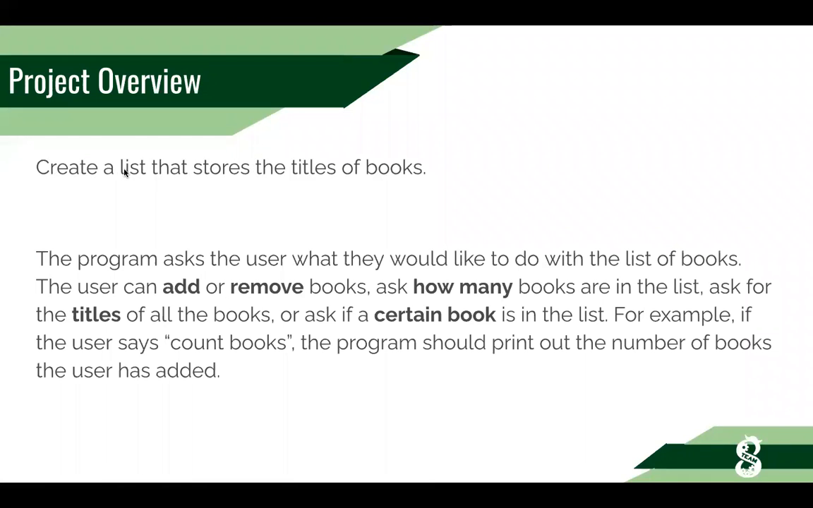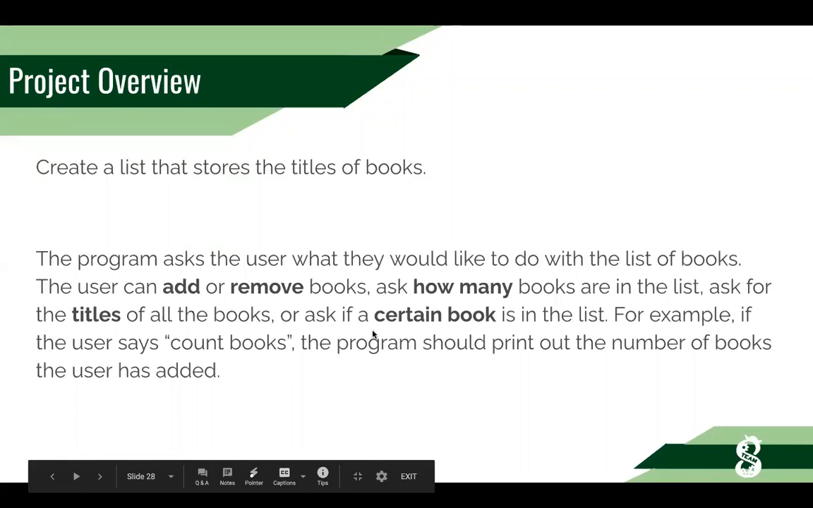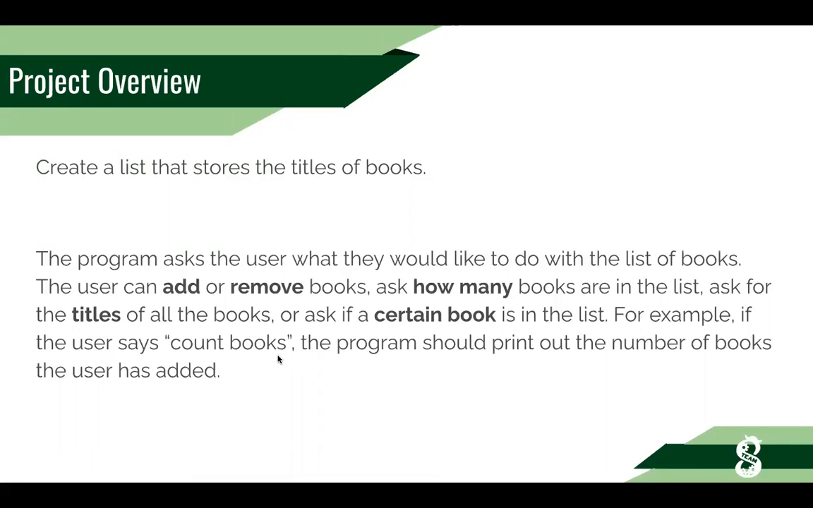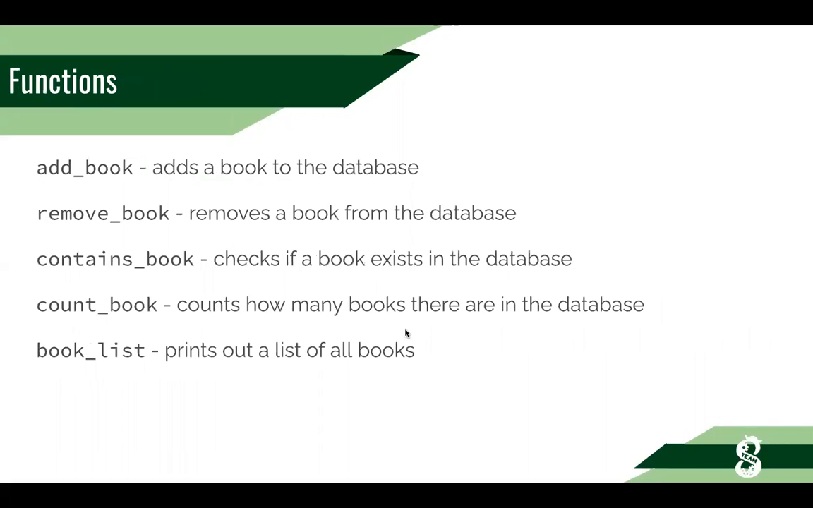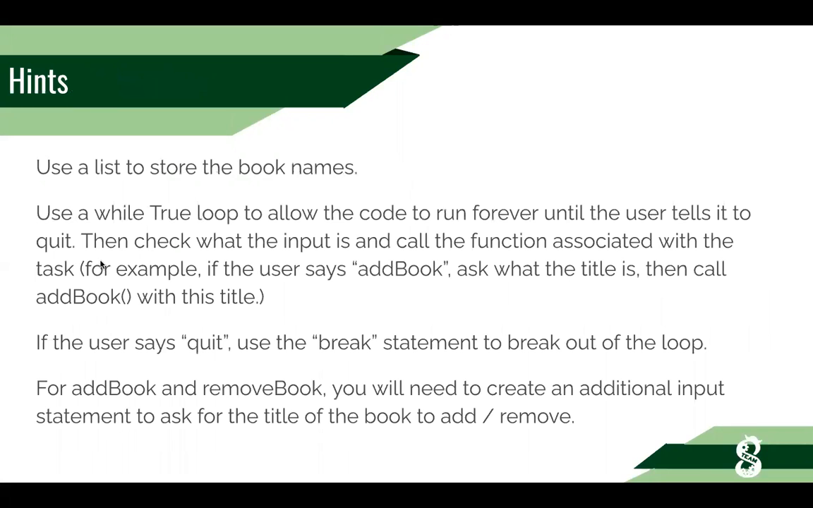So what this is: you create a list that stores the title of books, and then the user can say add, remove, or they can ask how many books are in the list. They can ask for the titles of all the books, or ask if a certain book is in the list. So this would be an infinite loop where it asks the user for input, and they can write add book, remove book, how many books, titles, or is a book inside of it. You'd have these functions written, and that's basically what you do.